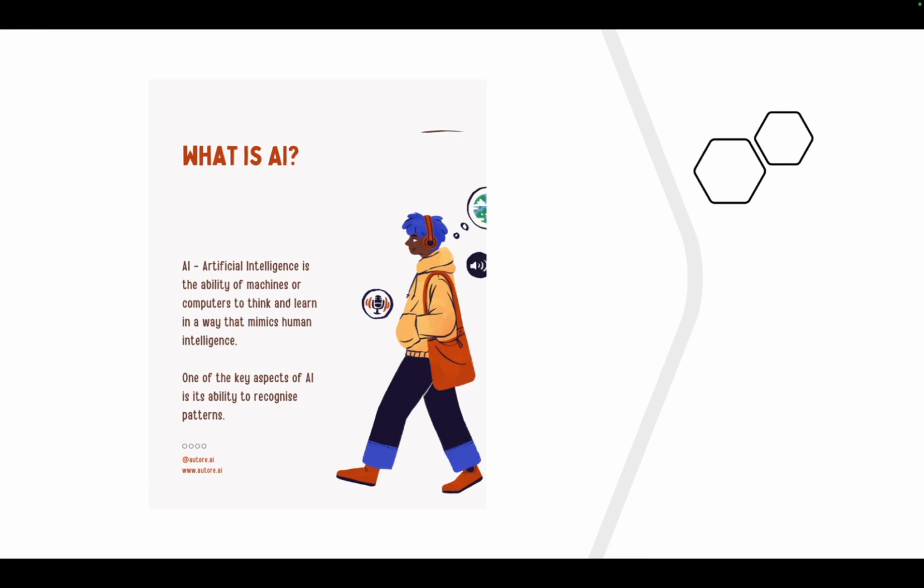So what is AI? Artificial intelligence is the ability of machines or computers to think and learn in a way that mimics human intelligence. So that's the official definition. One way of looking at it is that AI is essentially some code where you give it data, and as it goes through that data, it works out patterns. And as it works out those patterns, it uses those patterns to solve problems that it's not seen in the past. So that's what AI does.